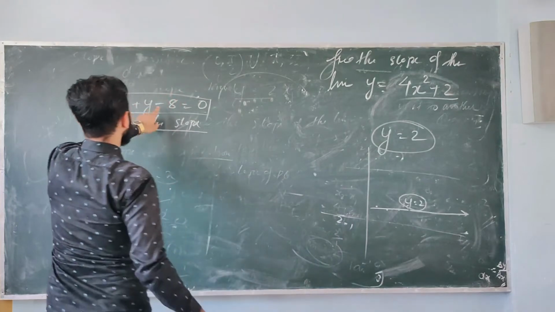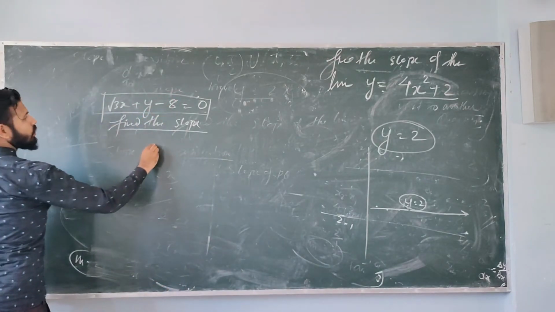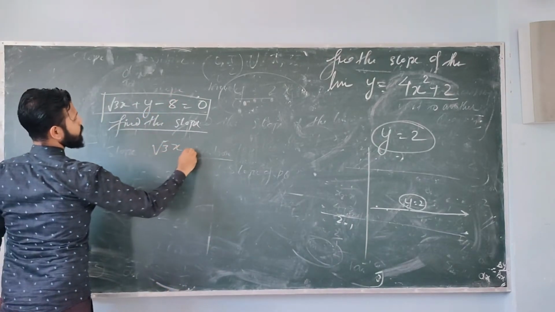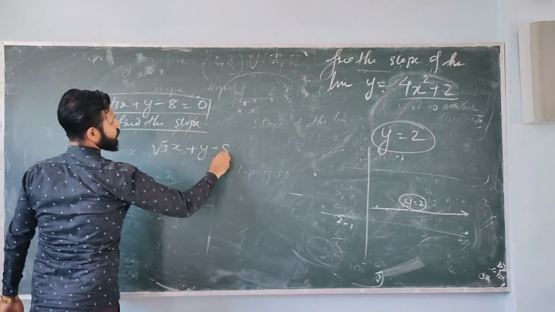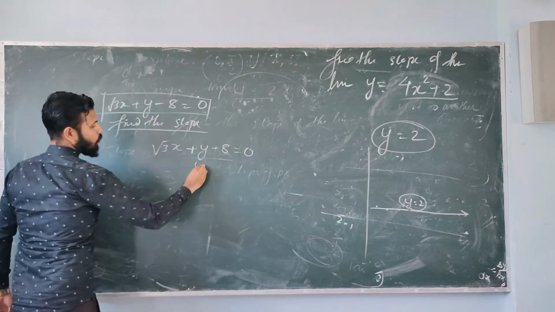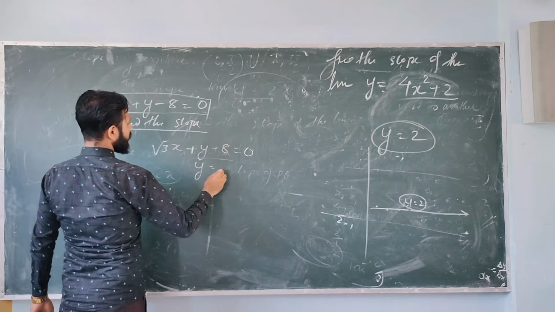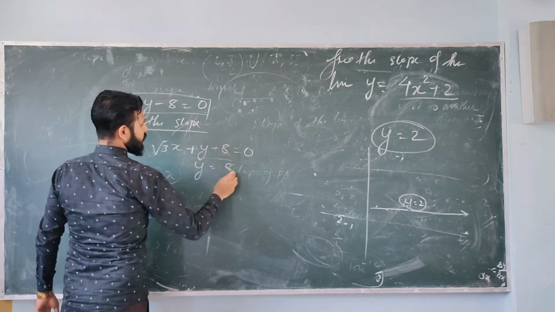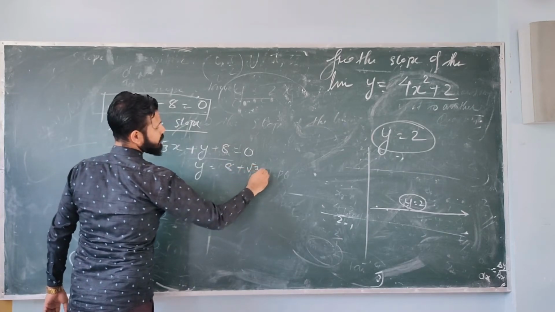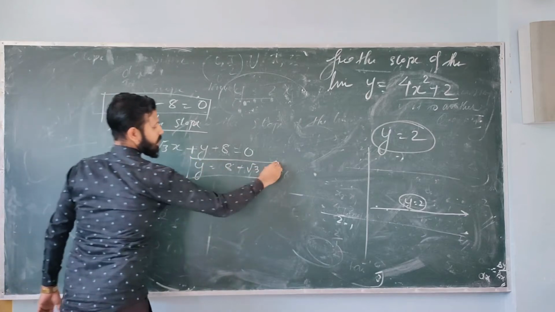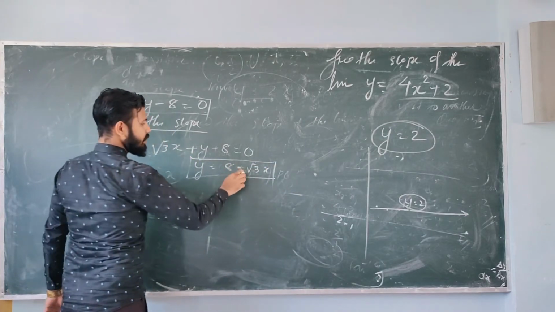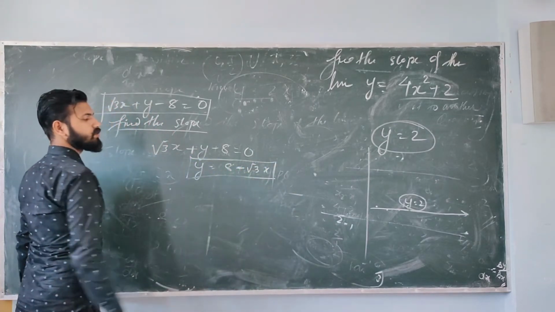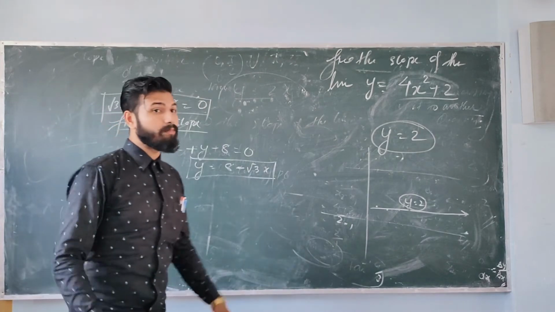Root 3x plus y equal to 8. What is given? Root 3x plus y minus 8 equal to 0. That means what? y equal to 8 minus root 3x. Right? This is the condition. 8 minus root 3x.